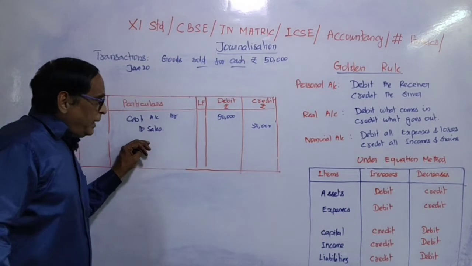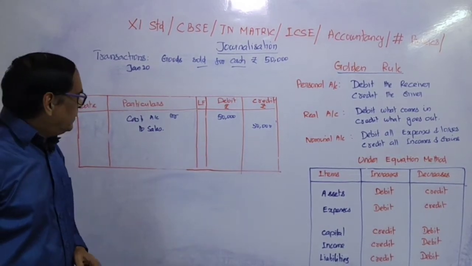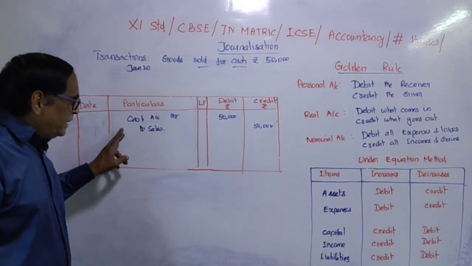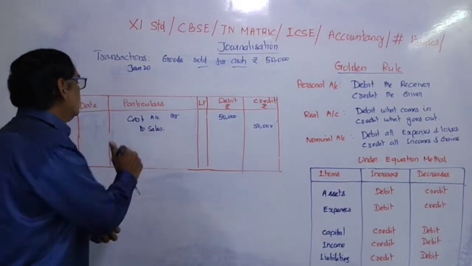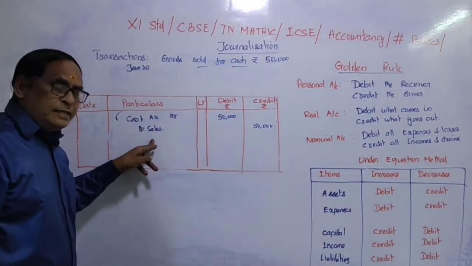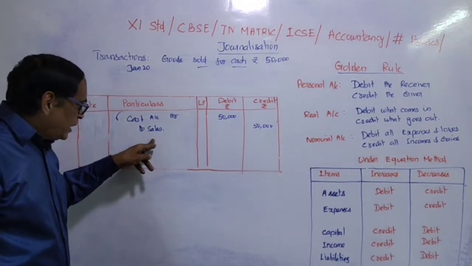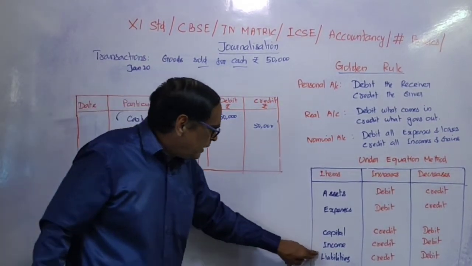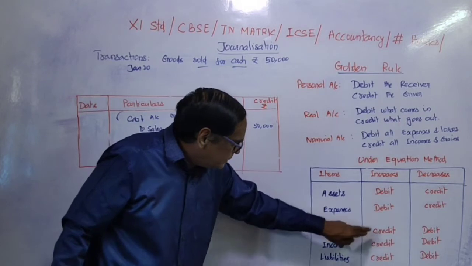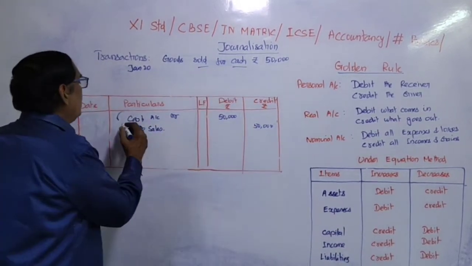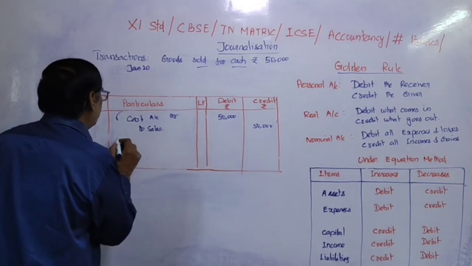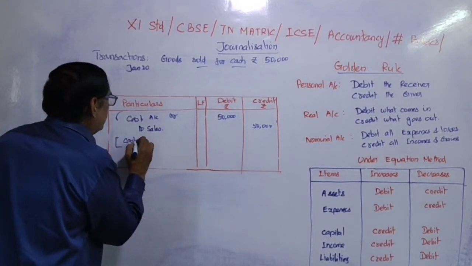We can apply the equation method too. Cash is an asset. If asset increases, it is to be debited. So we are debiting cash account. And then sales, it is a revenue. Revenue means income. Income increases, it is to be credited. So sales is an income. So sales is credited. Cash account debit to sales. Narration is cash sales.